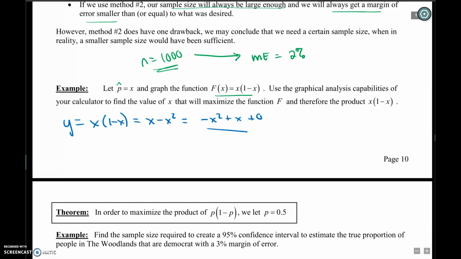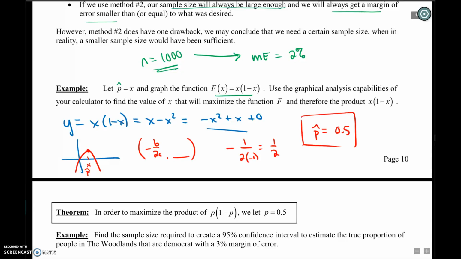Now you should recognize this as a parabola that opens down. Probably looks something like that, maybe. And therefore it has a maximum value. And I want the x value, which is, by the way, the p hat value that maximizes that product. The vertex of that thing is negative b over 2a, if you recall from all your other courses. So negative b is 1, over 2 times a, which is negative 1. And we can see that basically the p hat that maximizes that is 0.5.